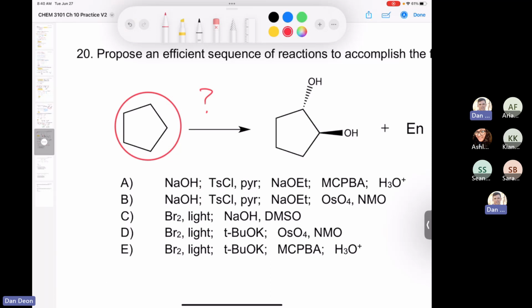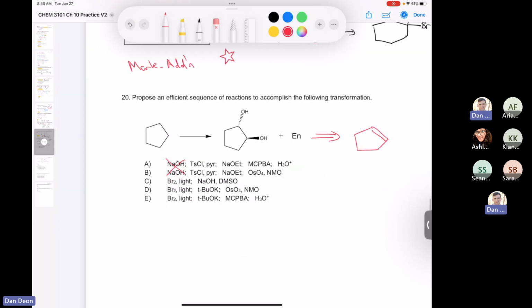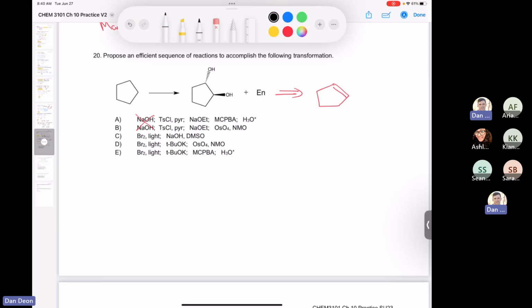I repeat, if you have an alkane or a cycloalkane, the only possible reaction that you can do, even to the end of organic 2, is to brominate it. So that means that we can eliminate the first 2 answers because bromination is not the first step. So let's draw what you would get after you brominate this compound, cyclopentane. If we take this and we treat it with bromine and light, we end up with bromocyclopentane.